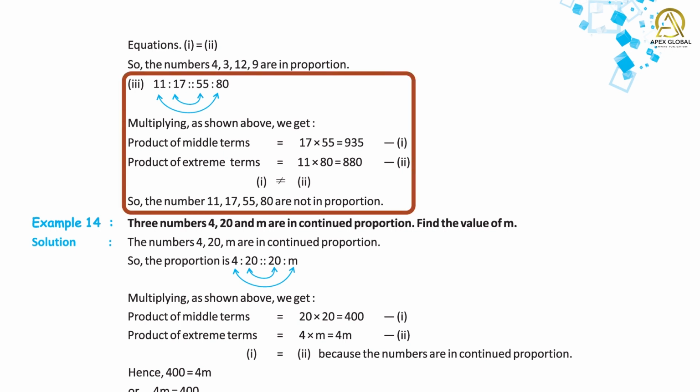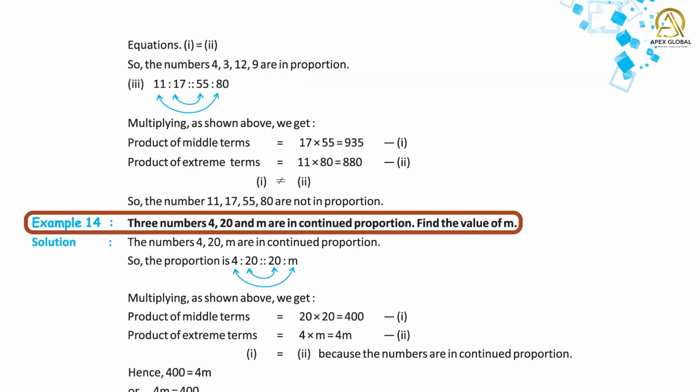Third, 11 ratio 17 is to 55 ratio 80. Multiplying as shown above, we get product of middle terms equals 17 into 55 equals 935. First statement, product of extreme terms equals 11 into 80 equals 880. Second statement, first statement is not equal to second statement. So the numbers 11, 17, 55, 80 are not in proportion.